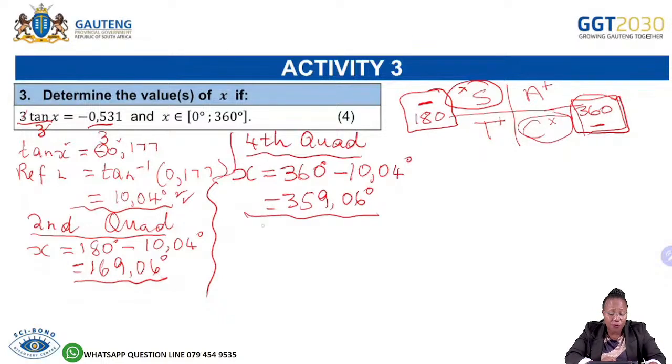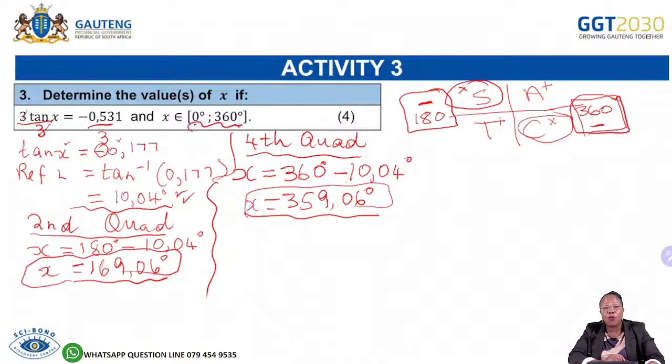And then grade 12, you must also check the values that you get there are within the interval that is given to you. They must lie between 0 and 360 to be satisfying values of x there. So our values are both correct.